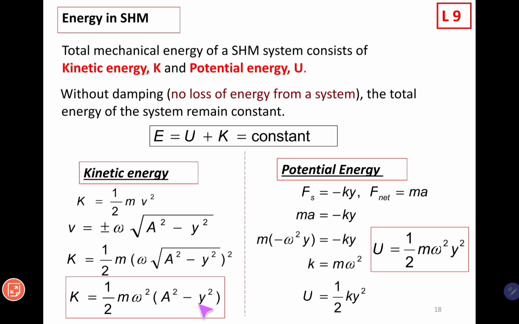Okay, at the origin or equilibrium, y equals 0. When y equals 0, k is maximum, because a squared minus 0 gives you the maximum value, which is a squared, isn't it? So k is maximum here.